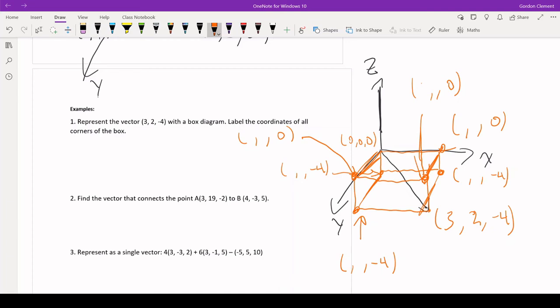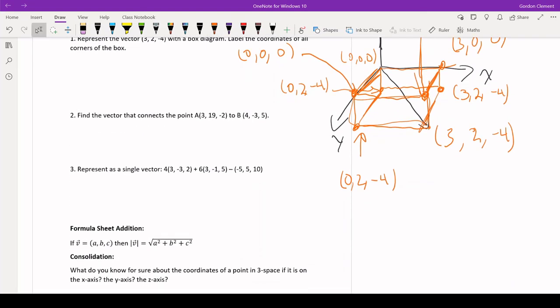Everything on the right side of the box is going to have an x value of 3. And everything on the left side of the box is going to have an x value of 0. Back on the xz plane for these points over there. And then the front of the box, so these 4 points here, are all going to have y values of 2, and the back of the box will all have y values of 0. So there we go.